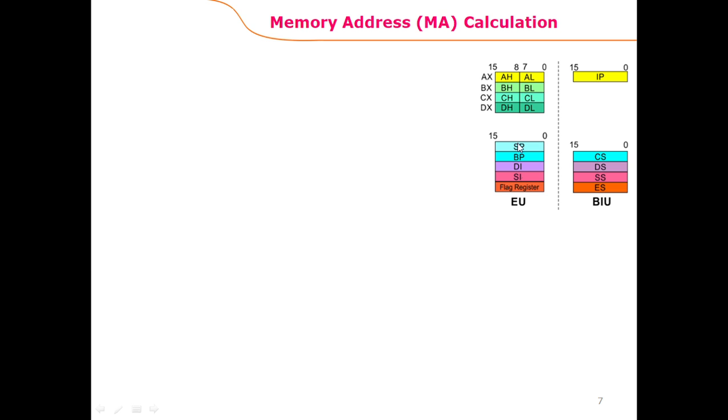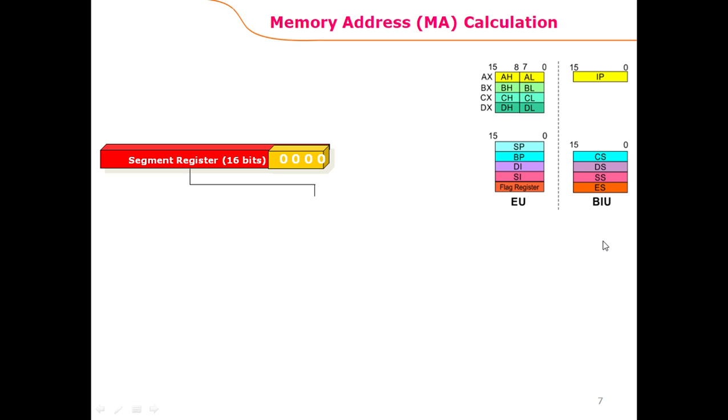In this unit, there are registers: accumulator, base, count, data, and there are some other registers: stack pointer, base pointer, destination index, source index, and there is a flag register. While in the bus interface unit, there are some segment registers. To calculate memory address for the data to be accessed from the memory, the memory address calculation process begins with the segment register.